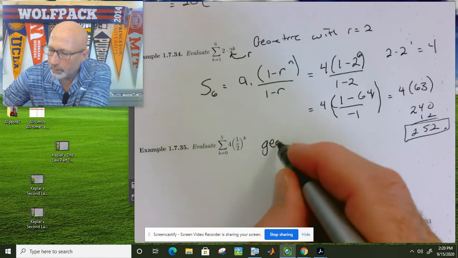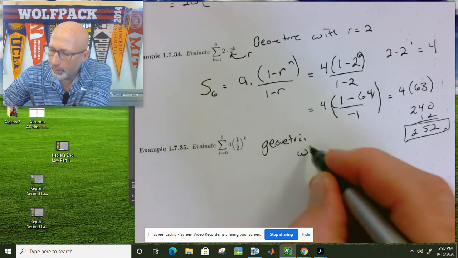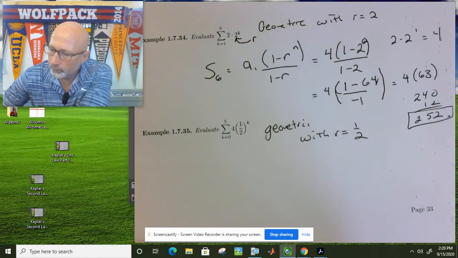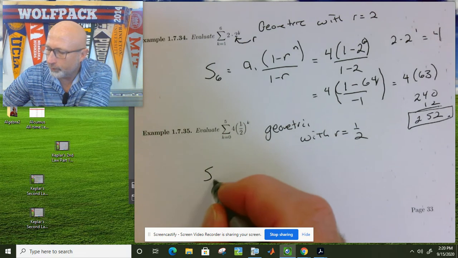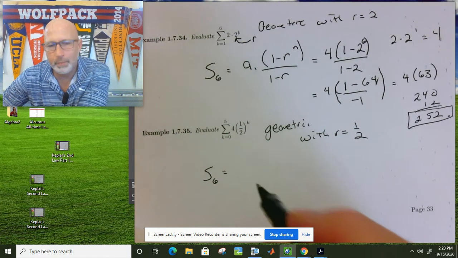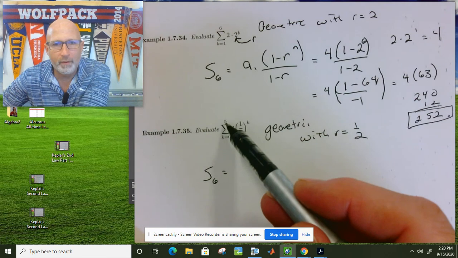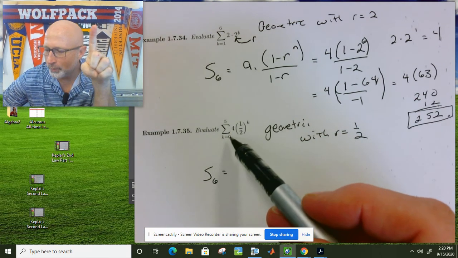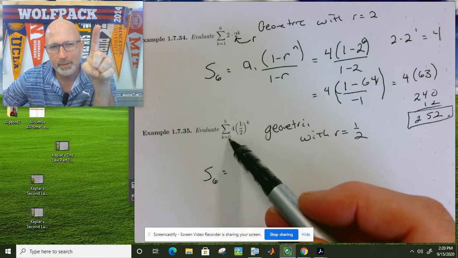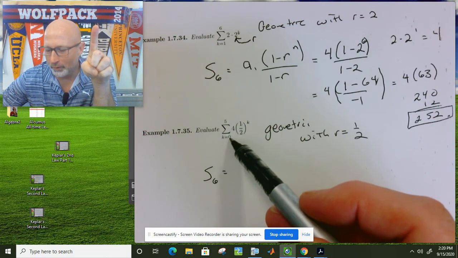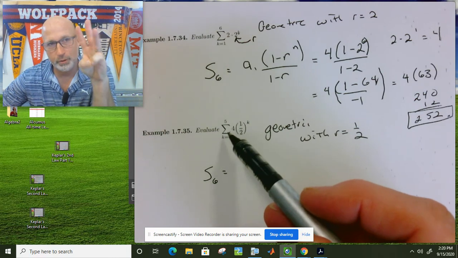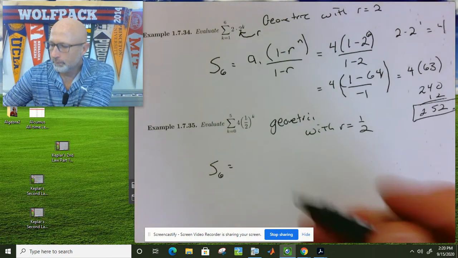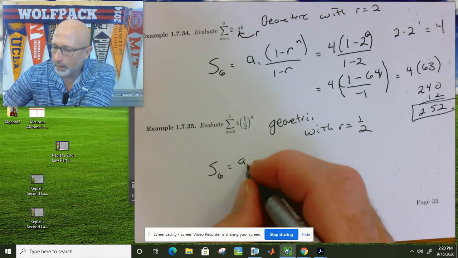Once again, you notice you have a number raised to the power, so this is geometric with r equal to 1/2. So the sum of the first 6 terms is equal to, wait a minute, why did I say 6? It only goes up to 5. Be careful here. Your first term is when you plug in 0. You see what I mean? It's tricky. So the first term is when you plug in 0, and then 1, then 2, then 3, then 4, then 5. There's 6 terms here.